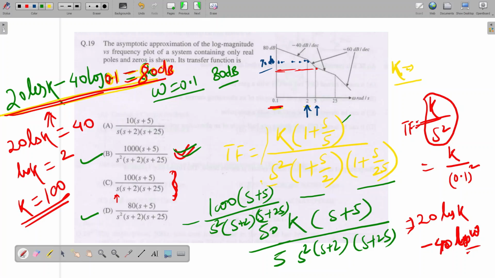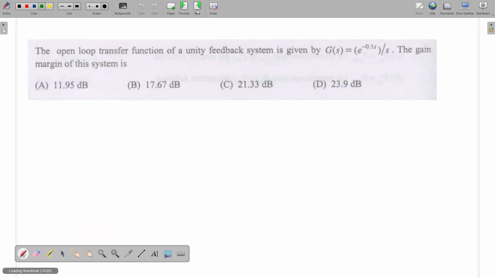Yes, sir. Okay. So I have taken similar kinds of 2-3 questions, all from previous years only. This question is a little bit different, so I am just solving it. One system is given, G(s) equals e to the power minus 0.1 s divided by s. We have to calculate the gain margin of the system.